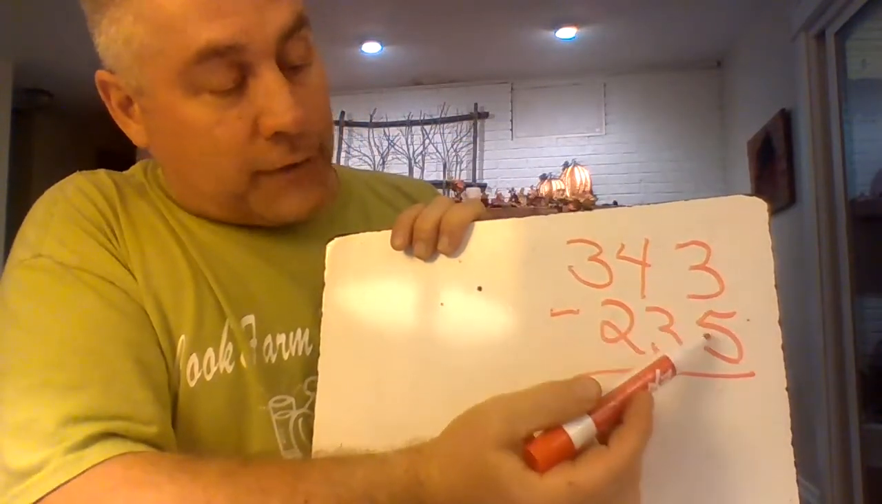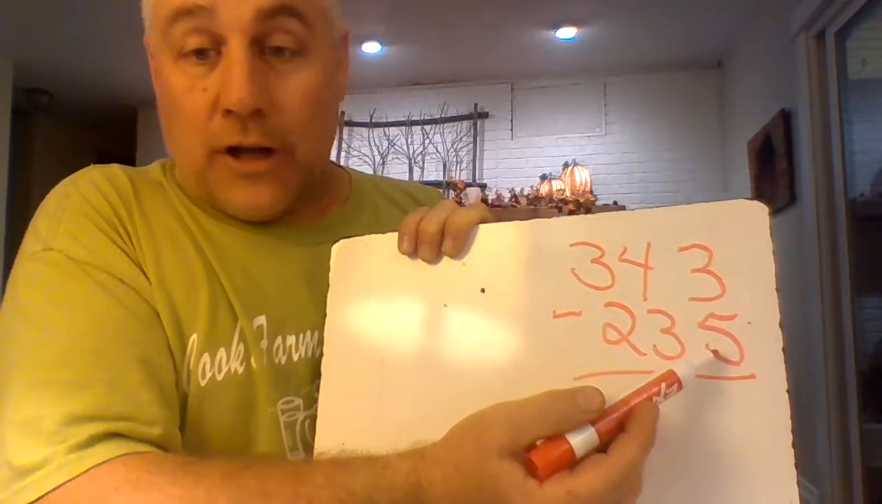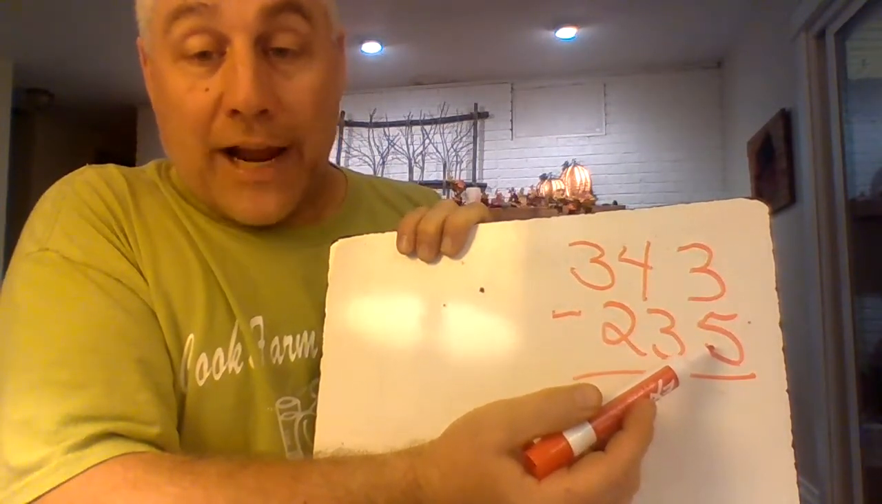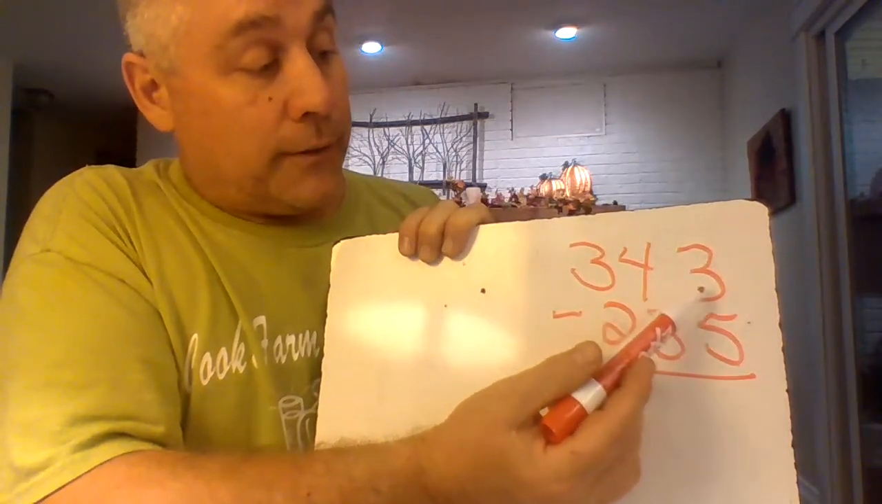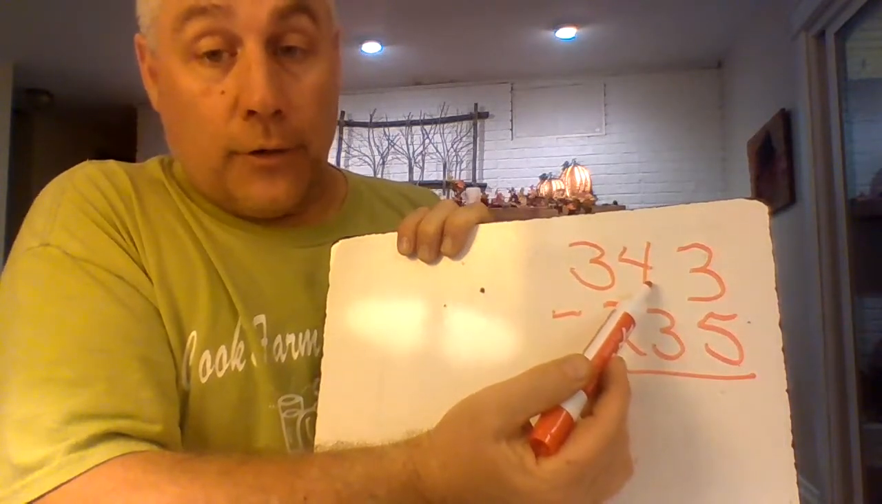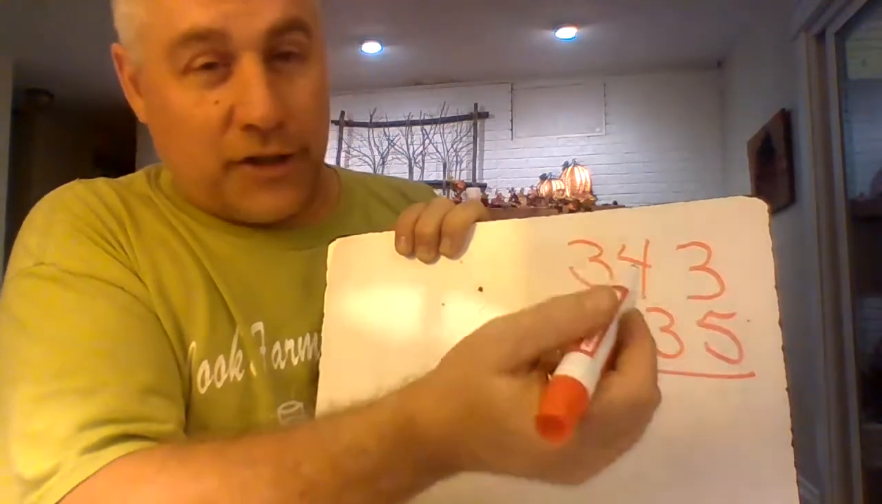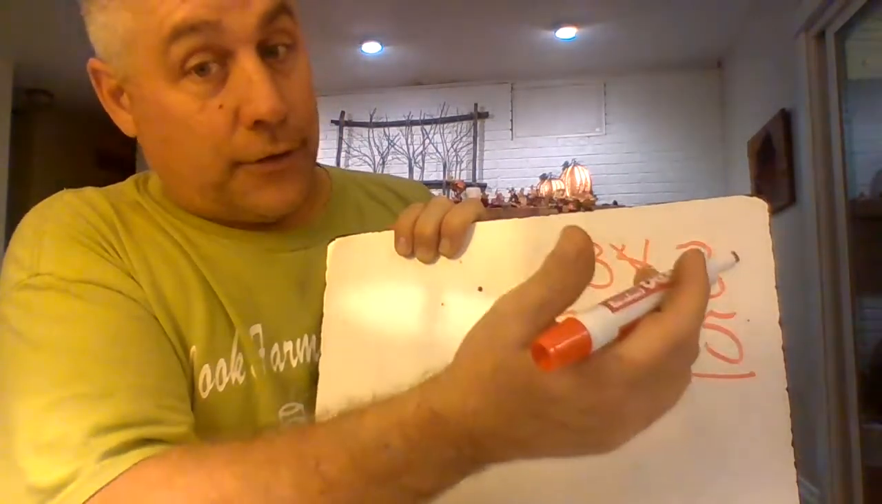So 3 minus 5. Well, if I have $3 in my pocket, somebody can't come along and take 5. So now I have to do something about that. In this case, I'm going to regroup. I'm going to go over next door and I'm going to say, hey, I need a group of 10. It's just like what we did with addition, except it's the other direction.